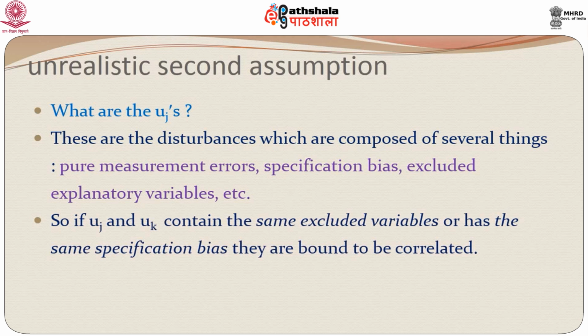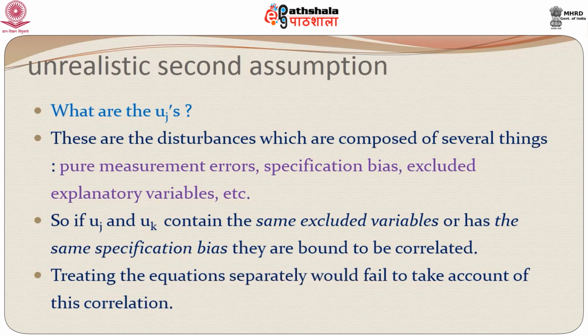So, we will see that very often the u_j's are correlated among themselves, and if we do not take this correlation into account, then we will have less efficient estimators. Treating the equations separately would fail to take account of this correlation, and we would be losing a lot of information, which we would not like to do in a statistical study.